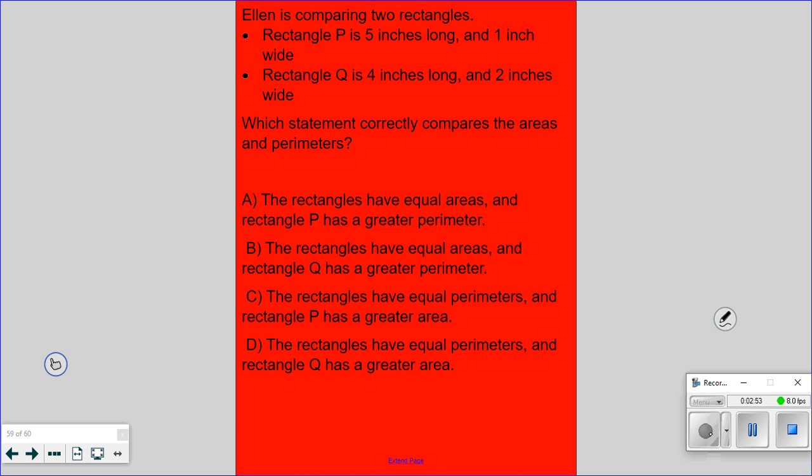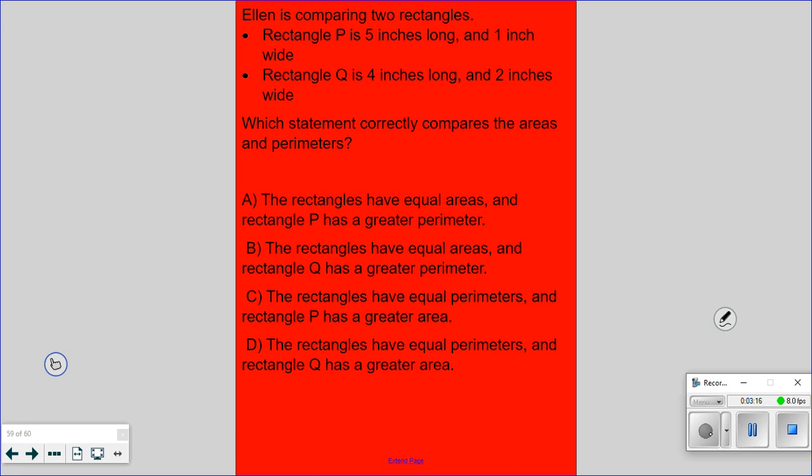It was on the EOG practice one that you took the other day. Not very many of you got it right. So we're going to take some time to go through it. This was a practice question on the practice EOG that you took on Tuesday. Not very many of you got it right, so we're going to take some time to do it together.